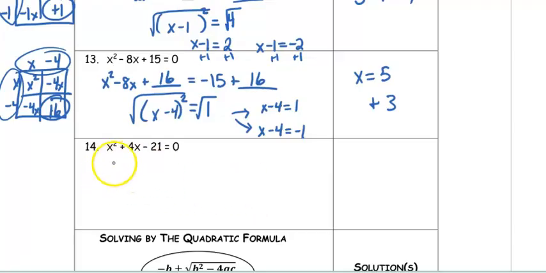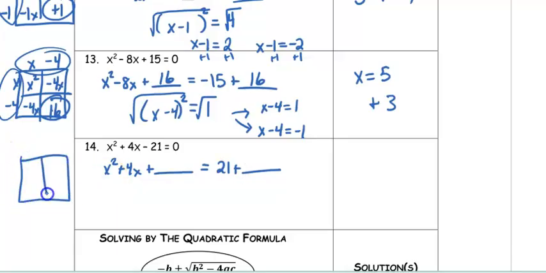All right, on 14, remember we need to get that 21 out of the way because I want to choose my own number. So I'm going to add the 21 to the other side. 0 plus 21 is just 21. So we use our box to find the number that completes the square.